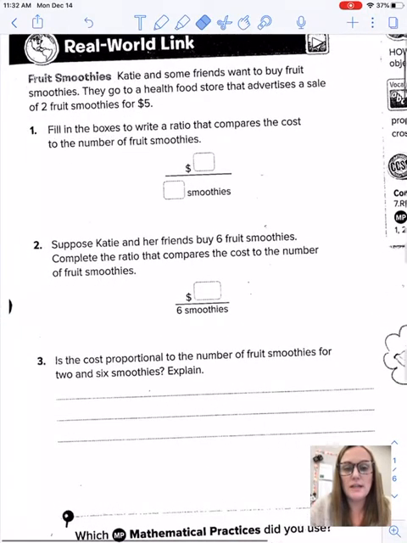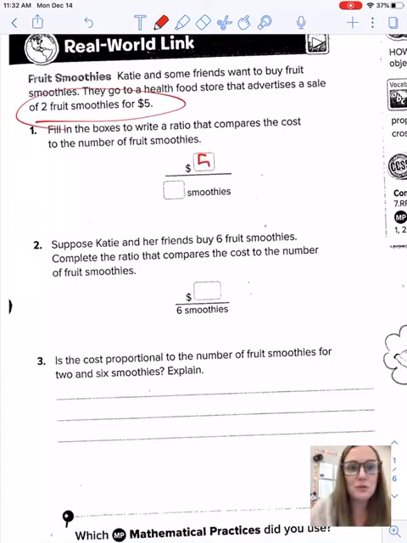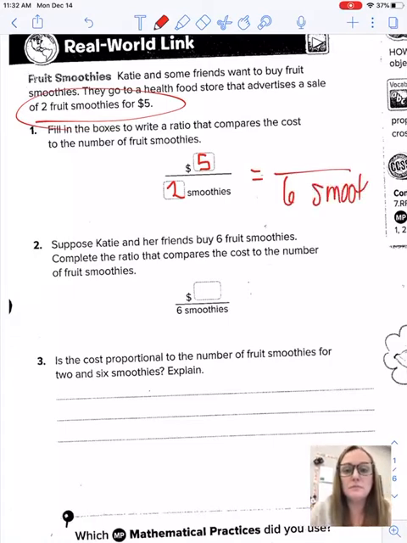All right, let's look at lesson 6. This is on page 55. And we have two fruit smoothies for $5. So remember, your $5 goes on top, your 2 smoothies go on the bottom. But Katie wants to now buy 6 smoothies. So we need to figure out how much money that is.